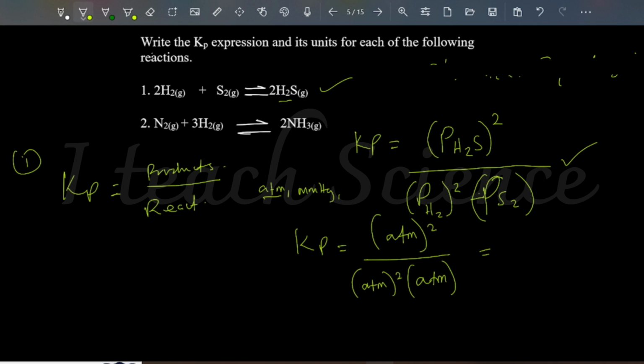Now, as you know, this is atm squared and this is also atm squared, so this will cancel this and we will be left with 1 over atm, which is the same as per atm. So the unit of this equation is per atm. This is how you write the Kp expression and the unit. So let's move to number 2.